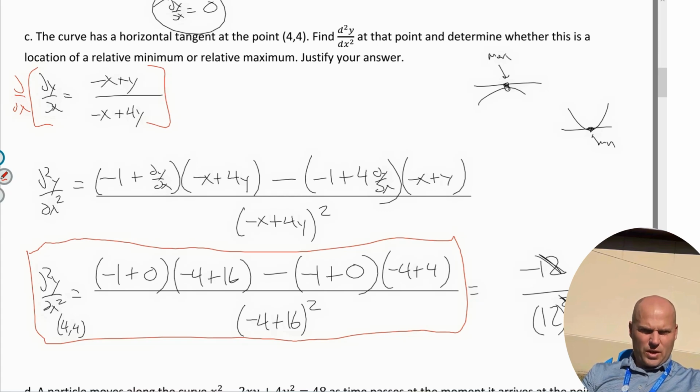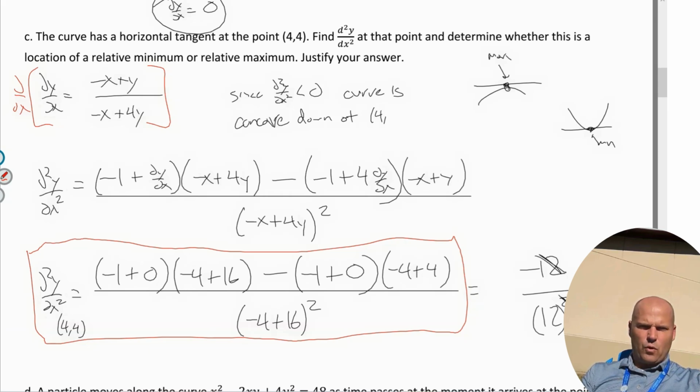And then you're going to answer the other part of the question. This is the second derivative. He gets the second derivative point. But the other part of the question is determine whether we have a max or min and justify. So you would say, since the second derivative is negative, the curve is concave down at the point 4, 4. Therefore, 4, 4 is a max.